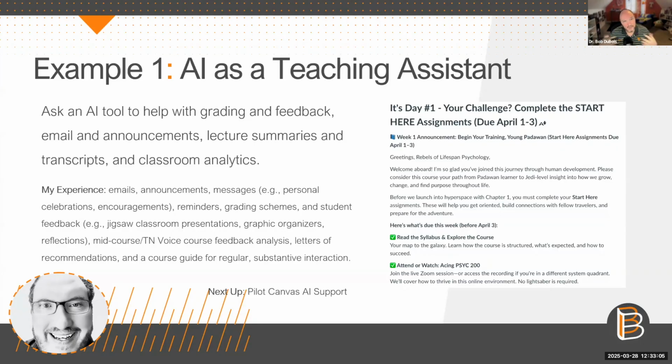And the emails that I've always struggled with are the ones to students who are really struggling. And I was able to get some really good feedback from AI. And I had a much better success rate in terms of getting those students to reach out to me and to try to get back on course. And so focusing on emails, announcements, messages.